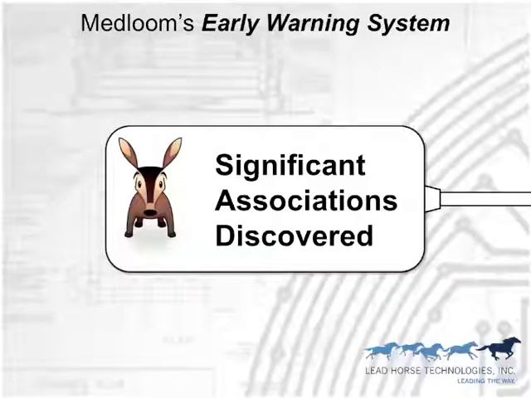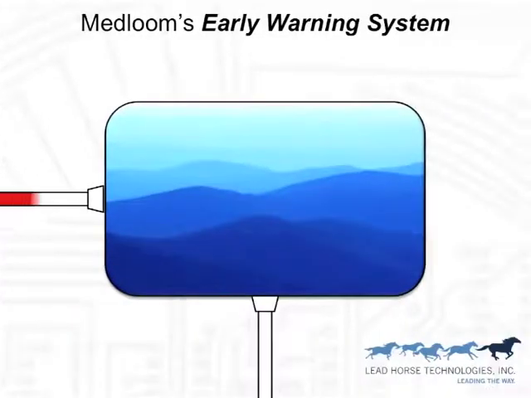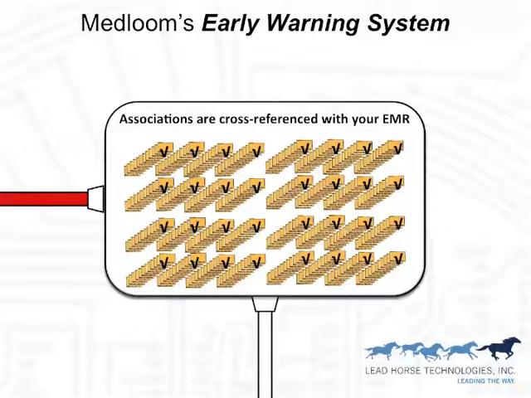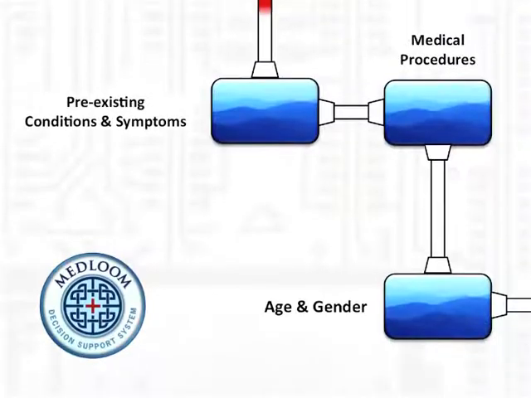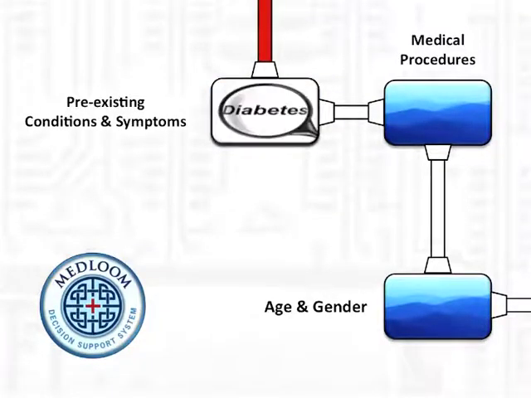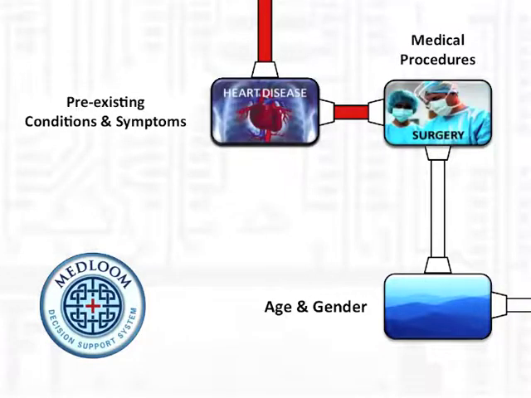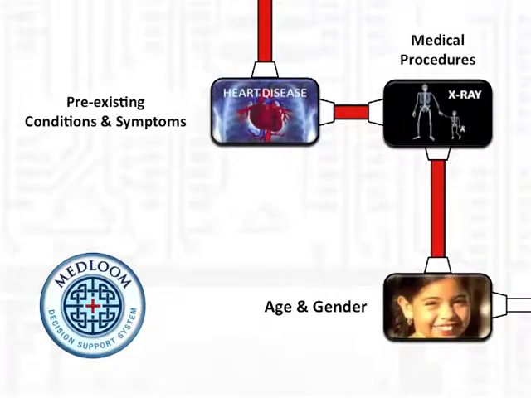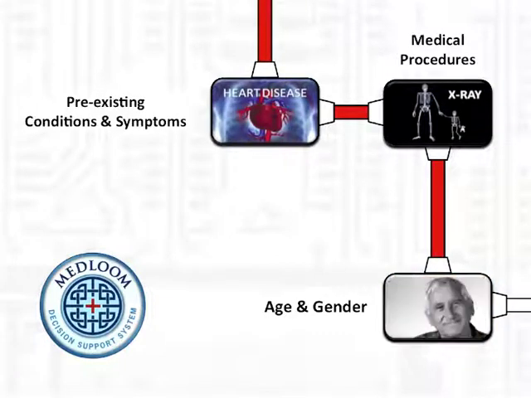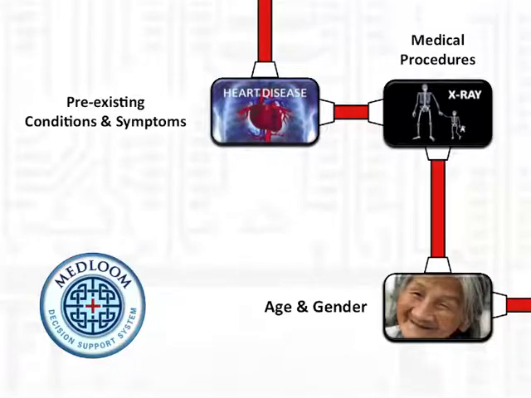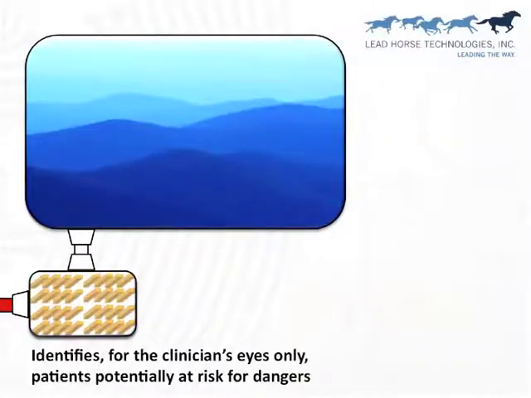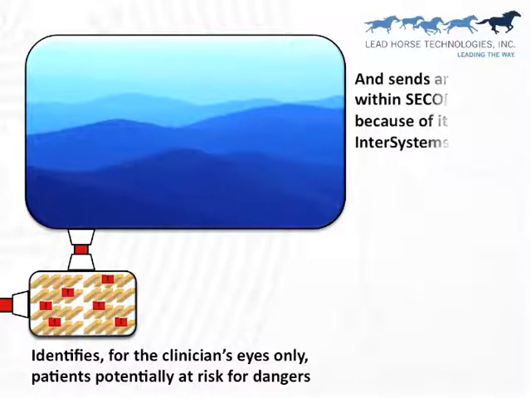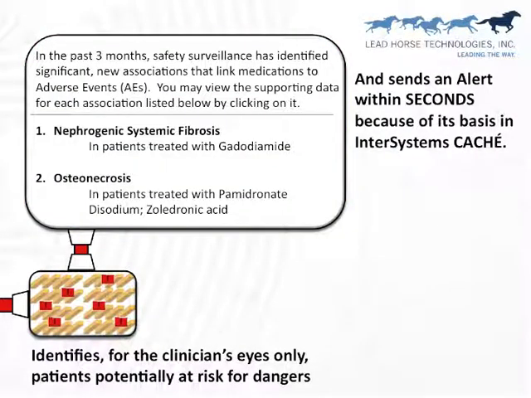So, what Ardvarc does is to discover those significant associations and then bring them back to your electronic medical record system to cross-reference those association rules with every patient record in your system, looking at each patient's pre-existing conditions and symptoms, their medical procedures, their age and their gender, to find out the degree of match of that discovered association rule with each patient in your record system, so that the Ardvarc system, in combination with Medloom, can identify for your clinician's eyes only patients potentially at risk for dangers.